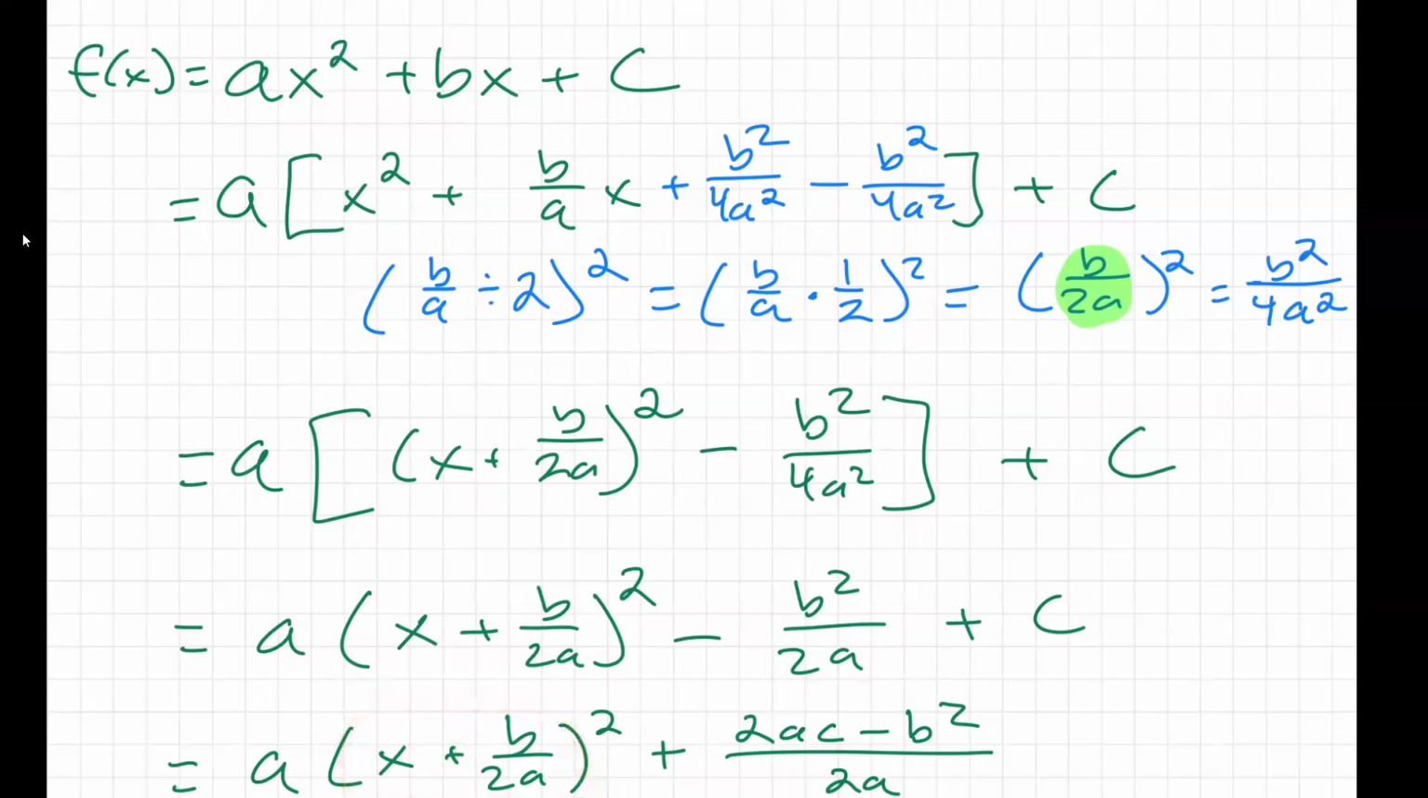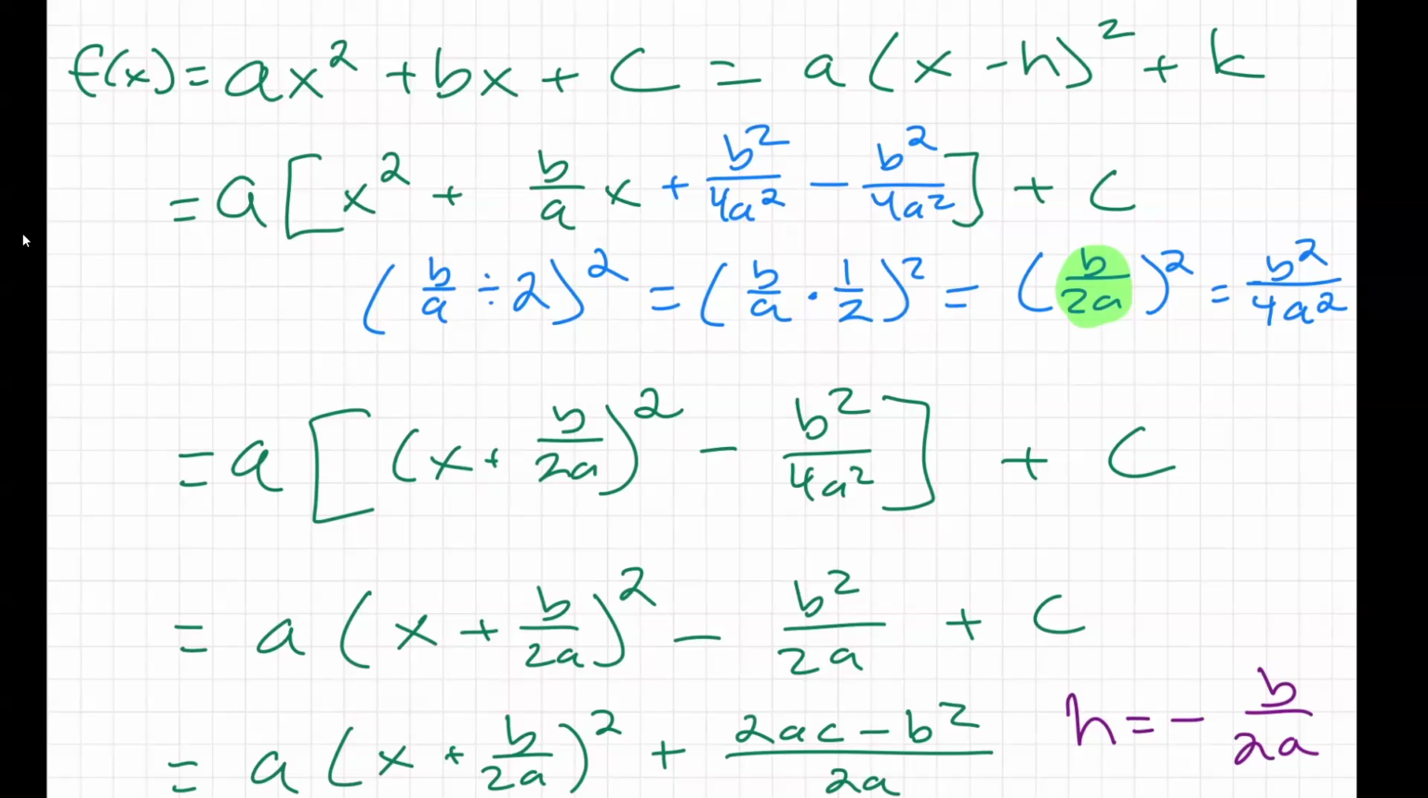So remember, my first thing I had up here was that this is equivalent to a times x minus h squared plus k. So what does this represent here? H. So that means I can conclude then that h is always going to be negative b over 2a. Now, what is this going to equal then? Do we really need to copy that down, though? That probably wouldn't be fun to work with, right? So we're just going to leave that one alone.